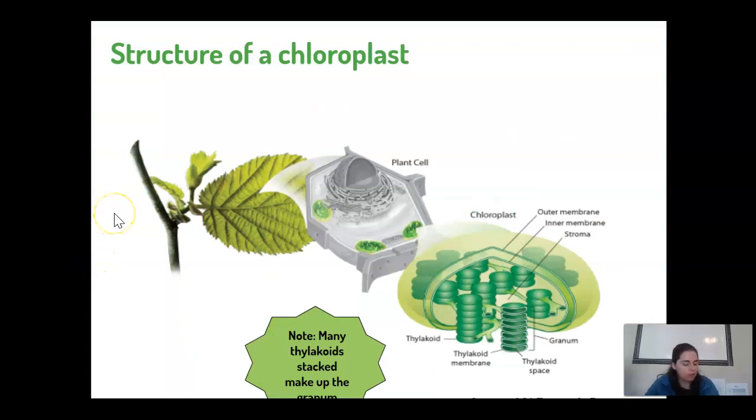Next, we have the structure of our chloroplasts. I'd like for you to put in your box where it says note many thylakoids, so the first line is thylakoids stacked up make the granum. Granum is kind of cut off there for you, but it's spelled G-R-A-N-U-M. So you have a bunch of thylakoids and then the granum. The thylakoids are important because that's where the dark reaction occurs. I'm sorry, the light reaction occurs, just kidding, light reaction, which we'll talk about in our next slide.